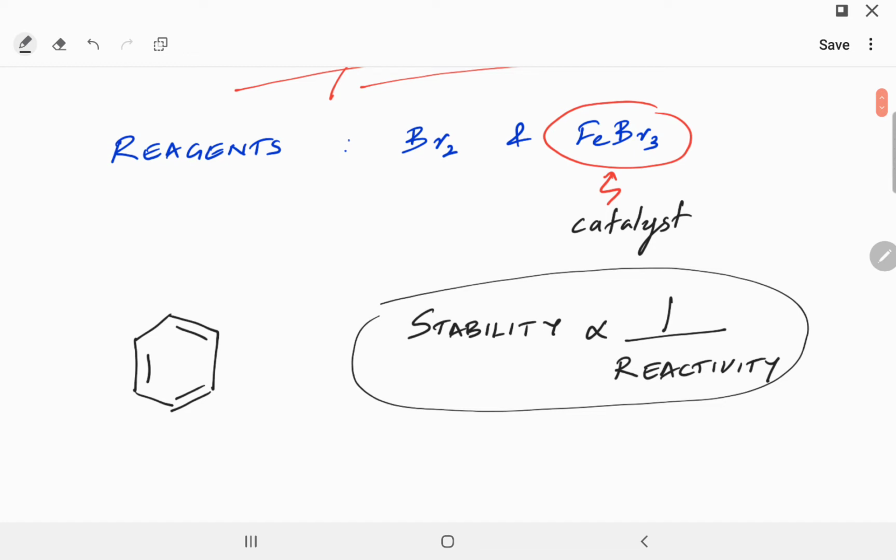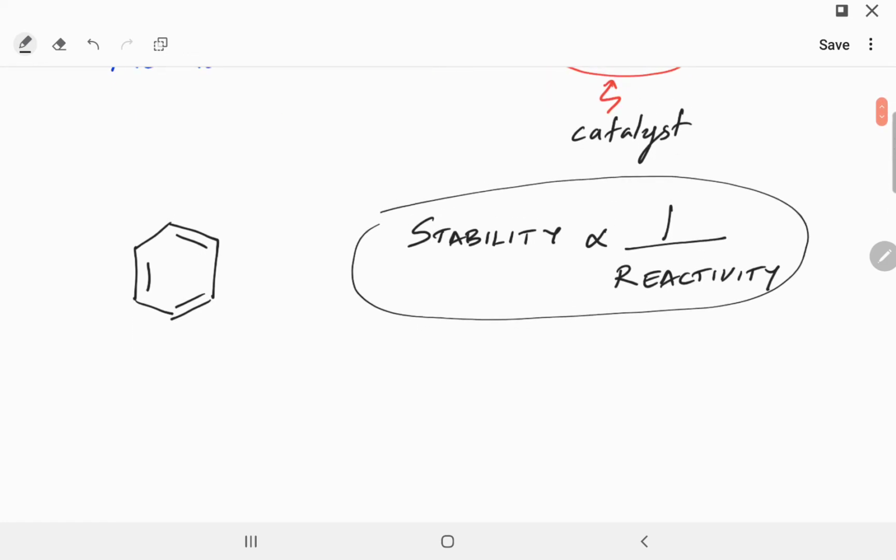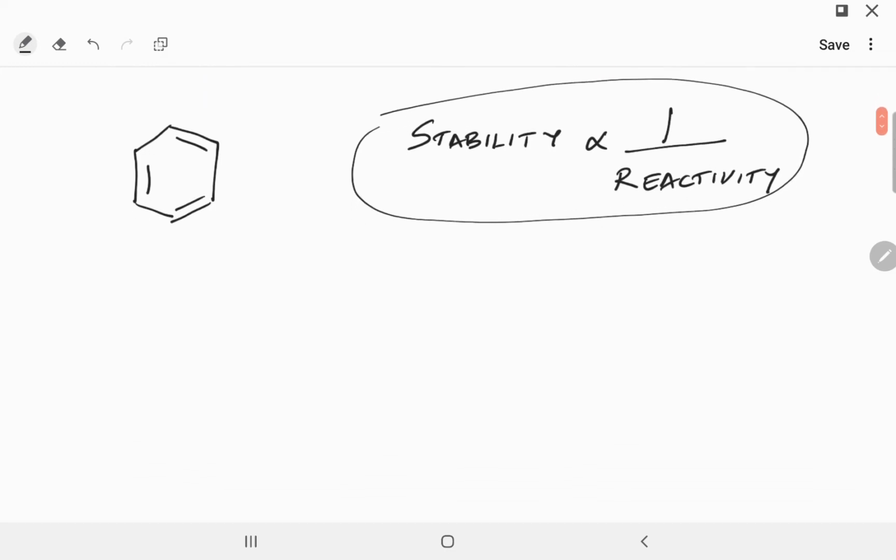Therefore, it will not show the traditional addition reactions that alkenes will display. You know alkenes easily undergo addition reactions. Let's say if you put bromine into an alkene, it will easily react with bromine and then give you an addition product. We learned about these reactions when we talked about alkene reactions, right? But if you just put bromine into benzene, nothing will happen. There is no reaction.